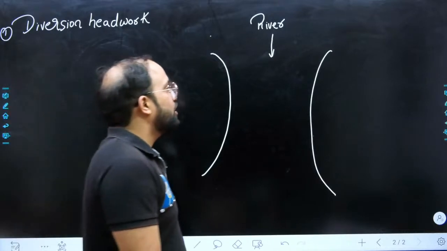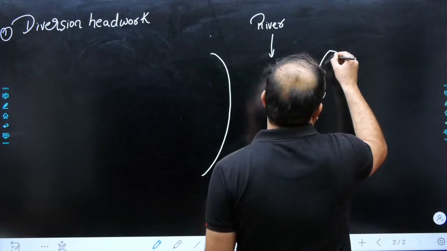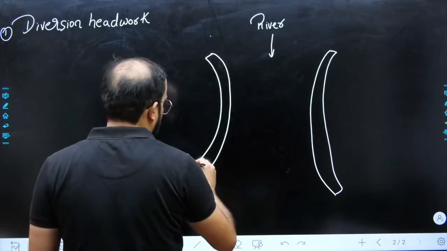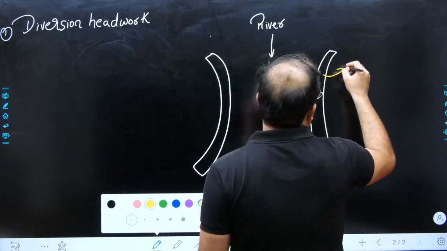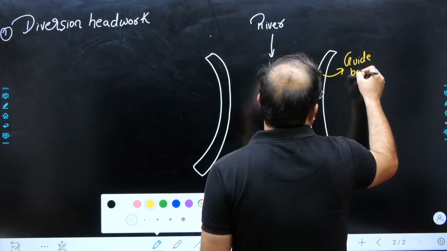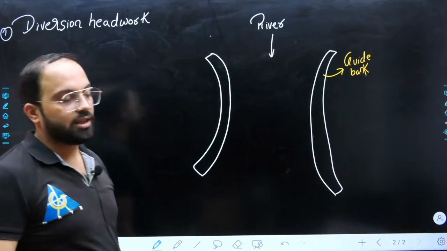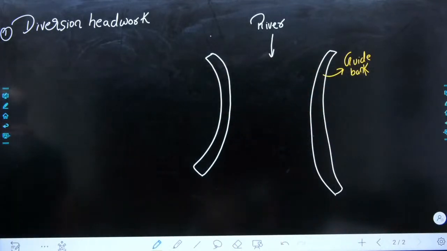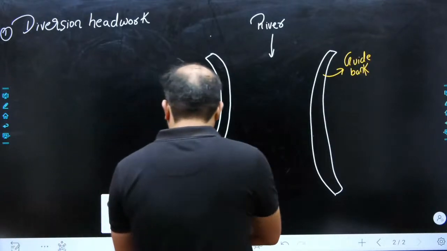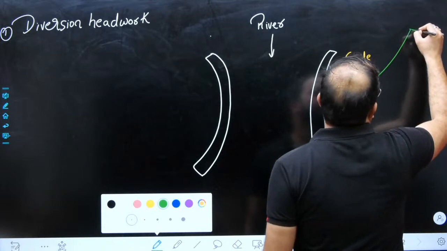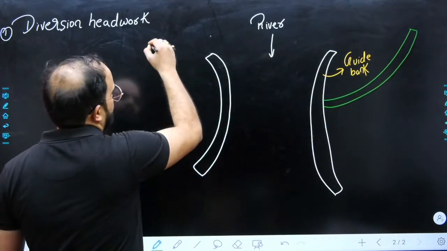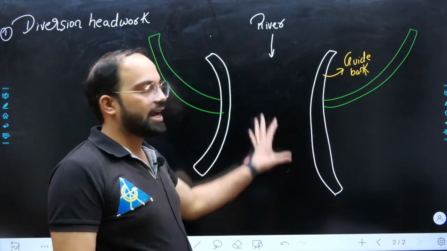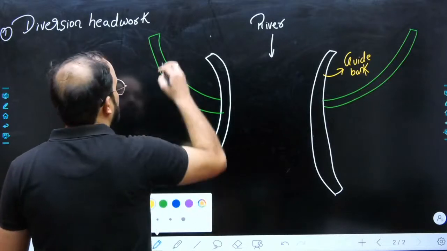Same thing here: we'll provide a guide bank. This is known as the guide bank, please write it down. Along with this, we will provide marginal bunds also, so that all the flow goes through this diversion headwork. The marginal bunds will look like this.